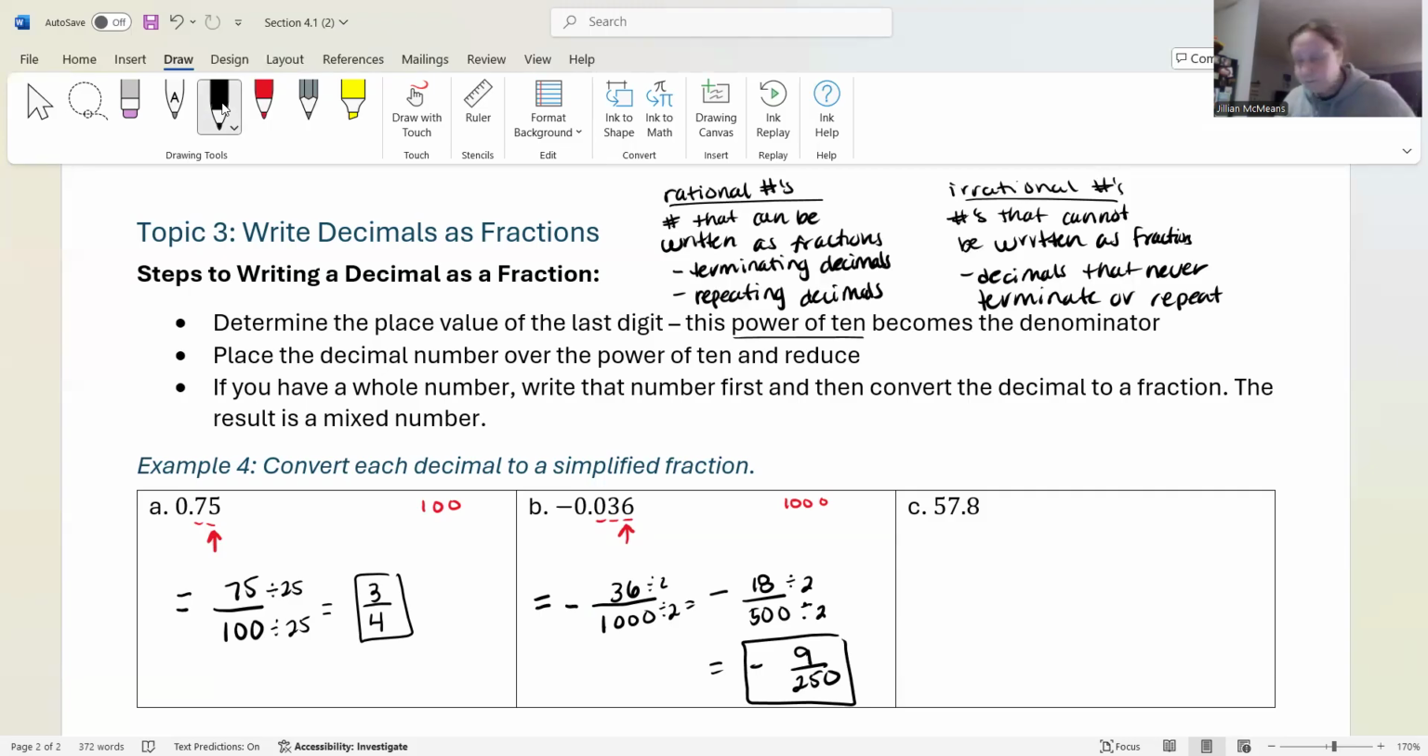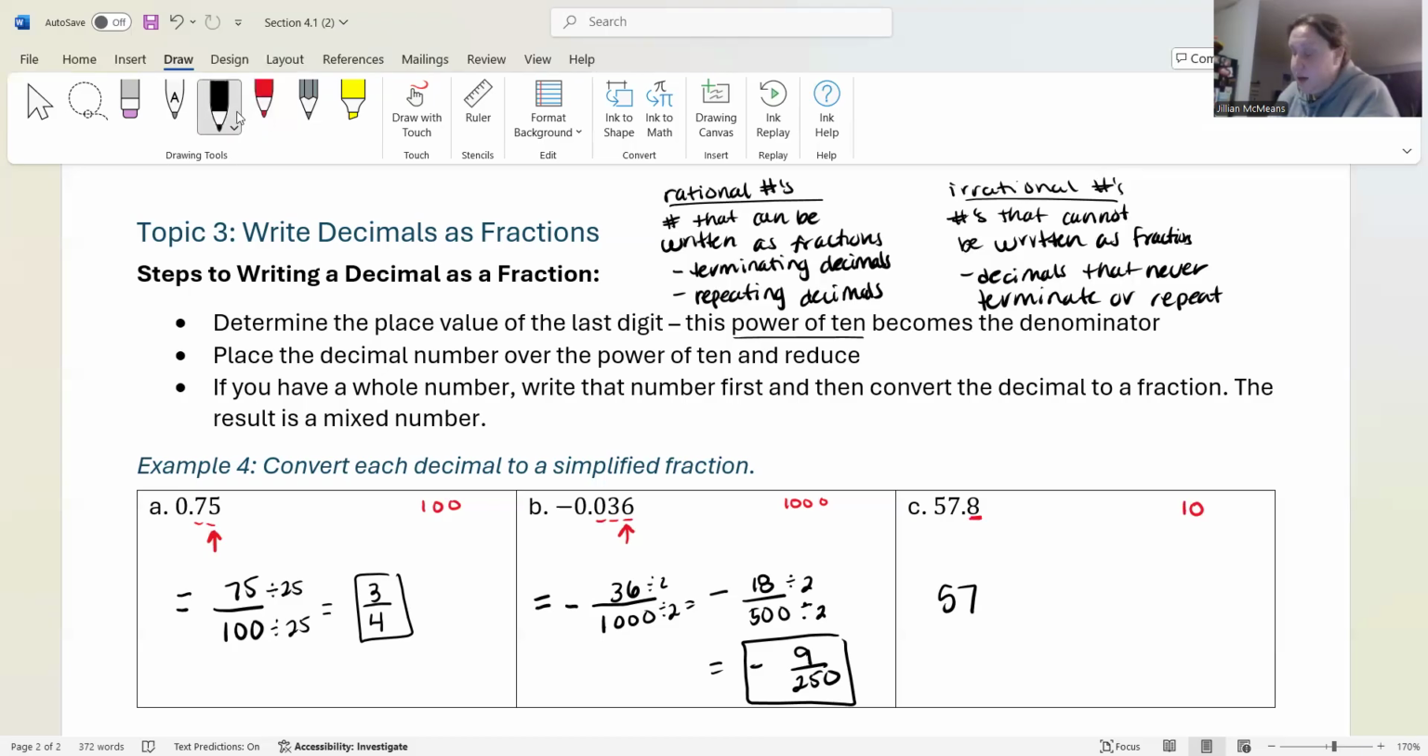And then finally, we have 57.8, or as we would formally say, 57 and 8 tenths, okay? So in this case, when we write this out as a fraction, we want to start by writing this really as a mixed number. So we're going to start with the 57, and then the 8 tenths we can write as, well, quite literally 8 tenths. So let's think about that. We have one decimal place. One decimal place coincides with a power of 10 that has one zero.